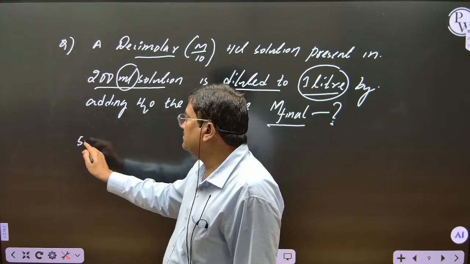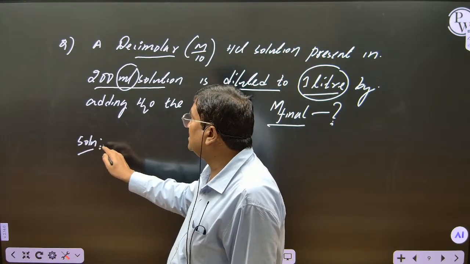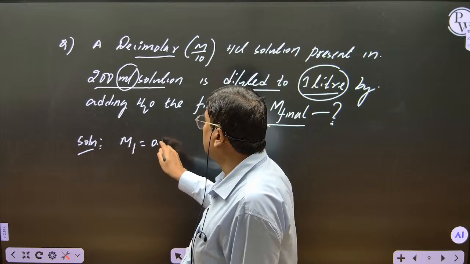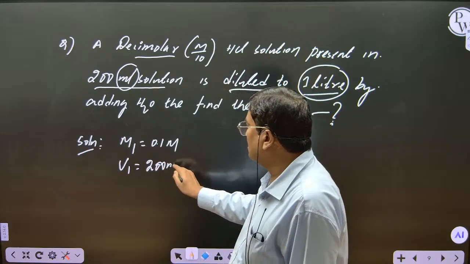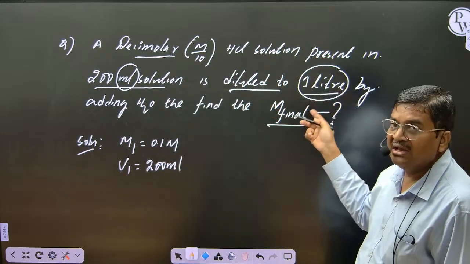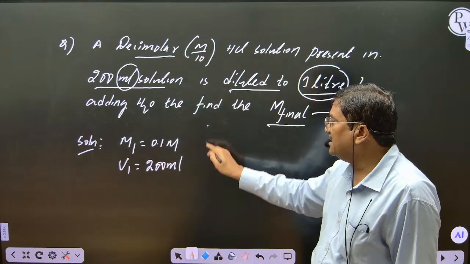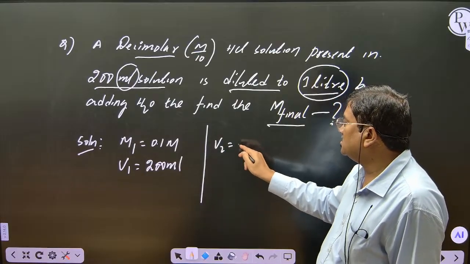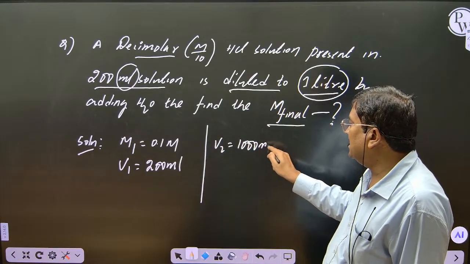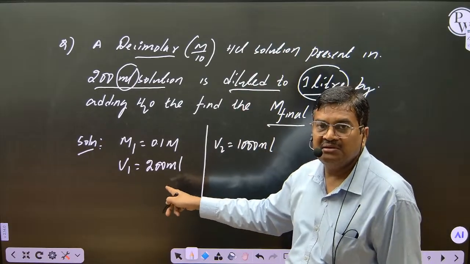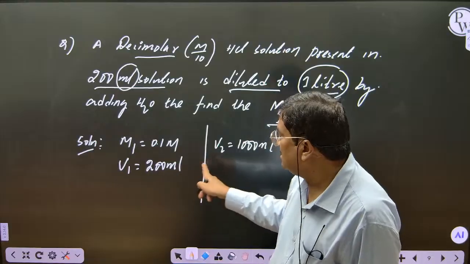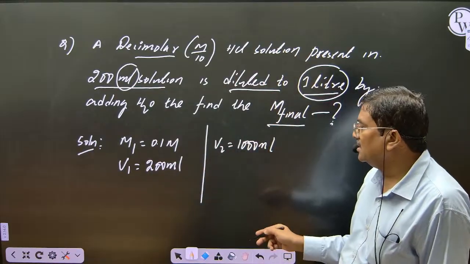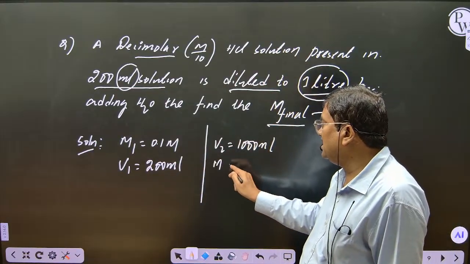So directly we have to apply the dilution formula. Initial molarity is 0.1 molar. Initial volume is 200 ml. And this is diluted to 1 liter, so consider the final volume as 1000 milliliter. That means additionally he has added 800 ml of water. By adding 800 ml water, it has been made to 1000 ml. Now what will be the final molarity is asked.